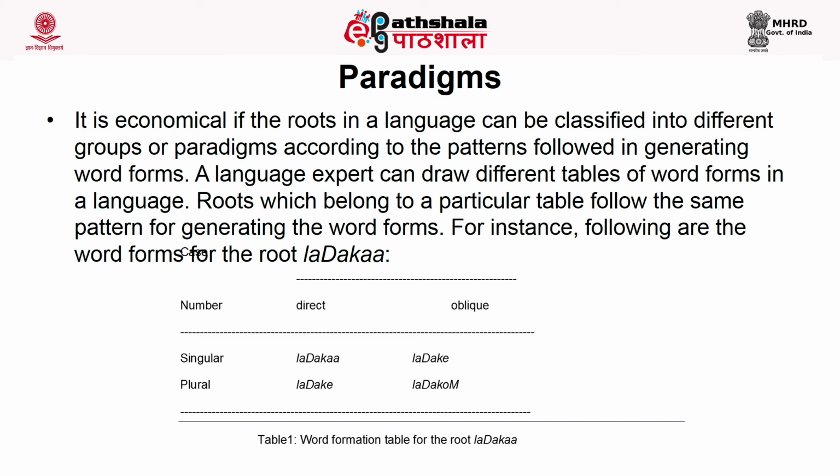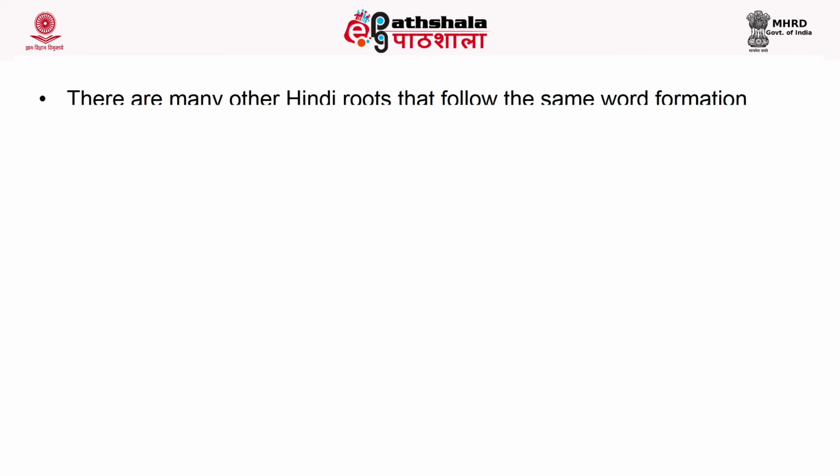For example, take the word ladka and you have the word forms for ladka given below. So ladka, in direct case, singular is ladka, plural is ladke. In oblique case, you have ladke in singular and ladkon in plural. Like oblique, ladke ne dekha, here the ladke is not plural, and ladkon ko dekhna chahiye, so ladkon here is the oblique of the plural ladke.